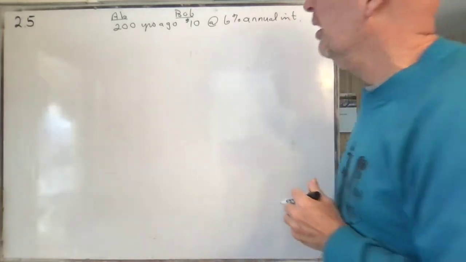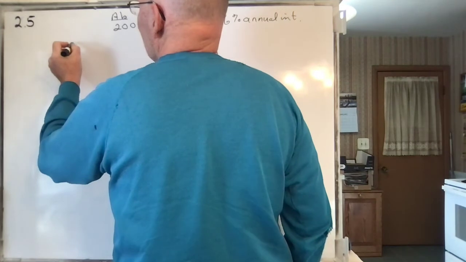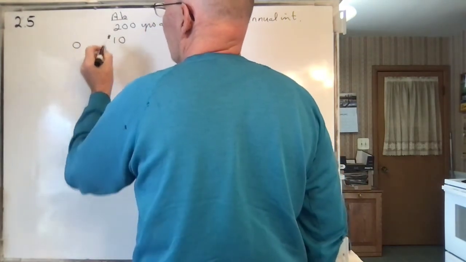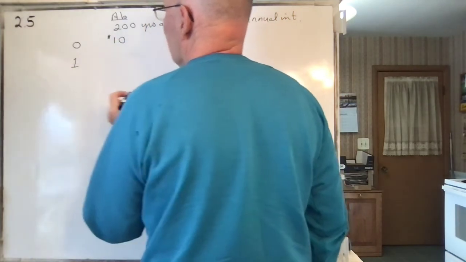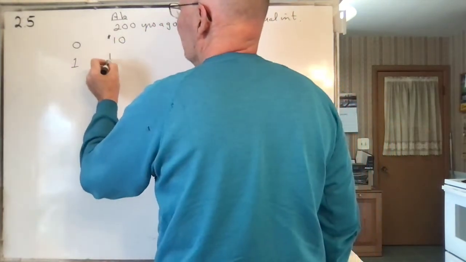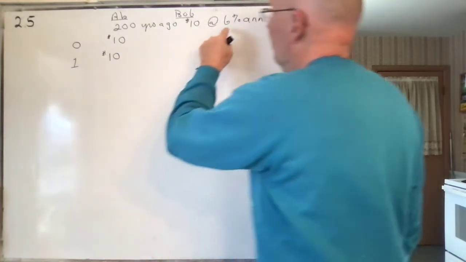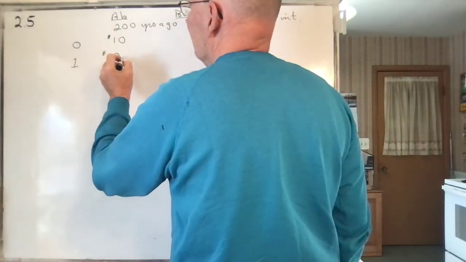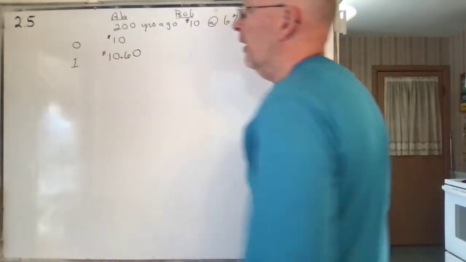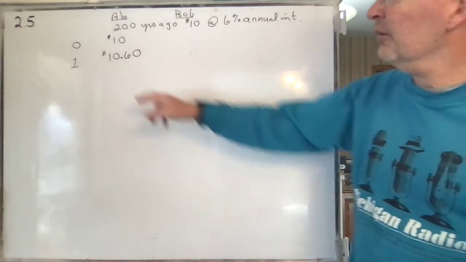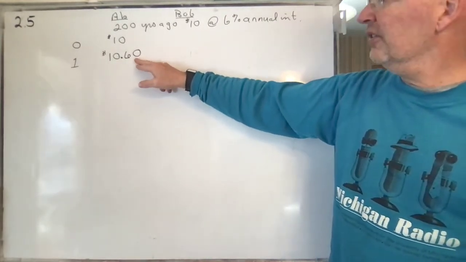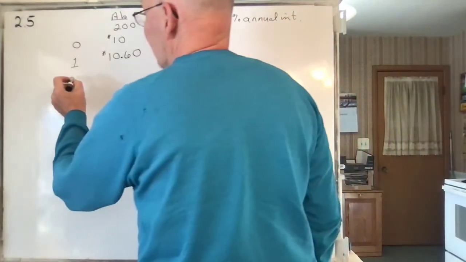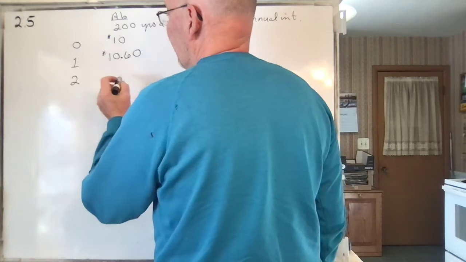Okay, so let's think about what's going to happen. At year 0, when they put it in, there's going to be $10 in the bank. Agreed? At the end of the first year, you've got $10 plus 6% of 10, which is 60 cents. So plus 60 cents, you've got $10.60. Okay, the $10 stays in the bank, and the 60 cents you pull out and put in a piggy bank someplace.